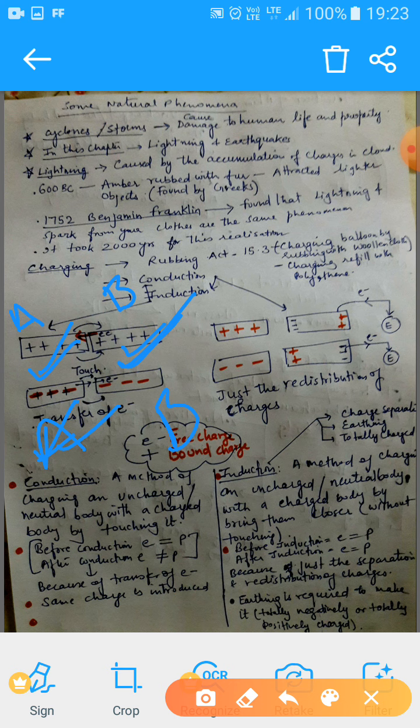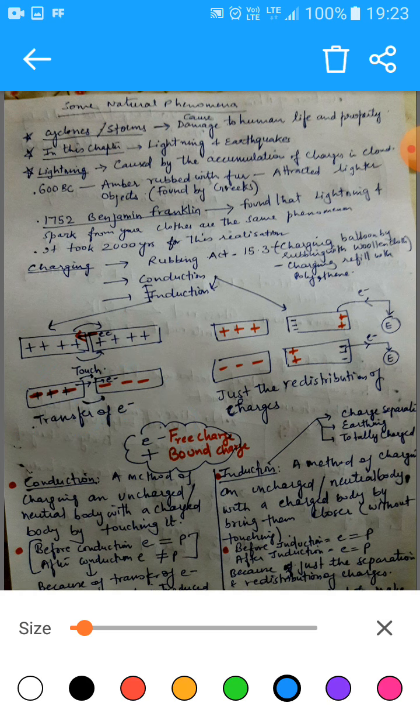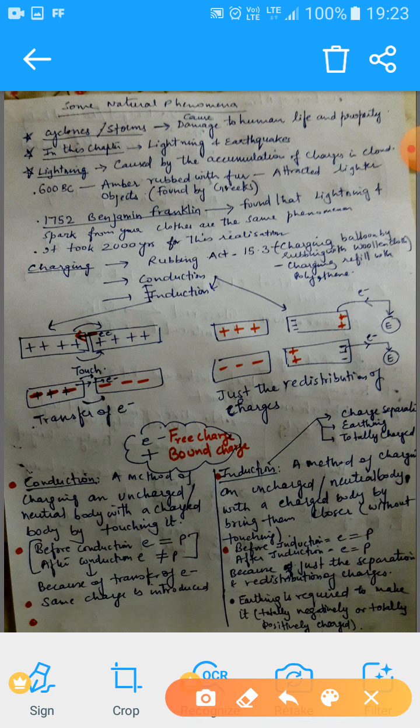For example, in this case we have seen that when we touched a rod having positive charge, another rod also acquired positive charge. In the same way, when we touched a negatively charged rod with another neutral rod, it also acquired negative charge. This happens in case of conduction. So once again, conduction is a method of charging an uncharged, neutral body with a charged body by touching it. This was uncharged or neutral, this was charged. Later on it also acquires positive charge.